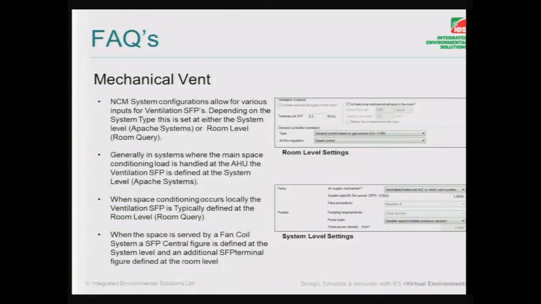So within the Apache Systems dialog, the user can enter their SFP within it. There'll be a screenshot just down there of where they would set that. For mechanically ventilated systems where the supply isn't doing the main conditioning, it might be tempered or it might have heat recovery included in it, but it'll generally have some other source of heating such as radiators or split system, then the SFPs are set at the room level. So that's set under room query, or it can be done throughout the building through edit group attributes. Okay.